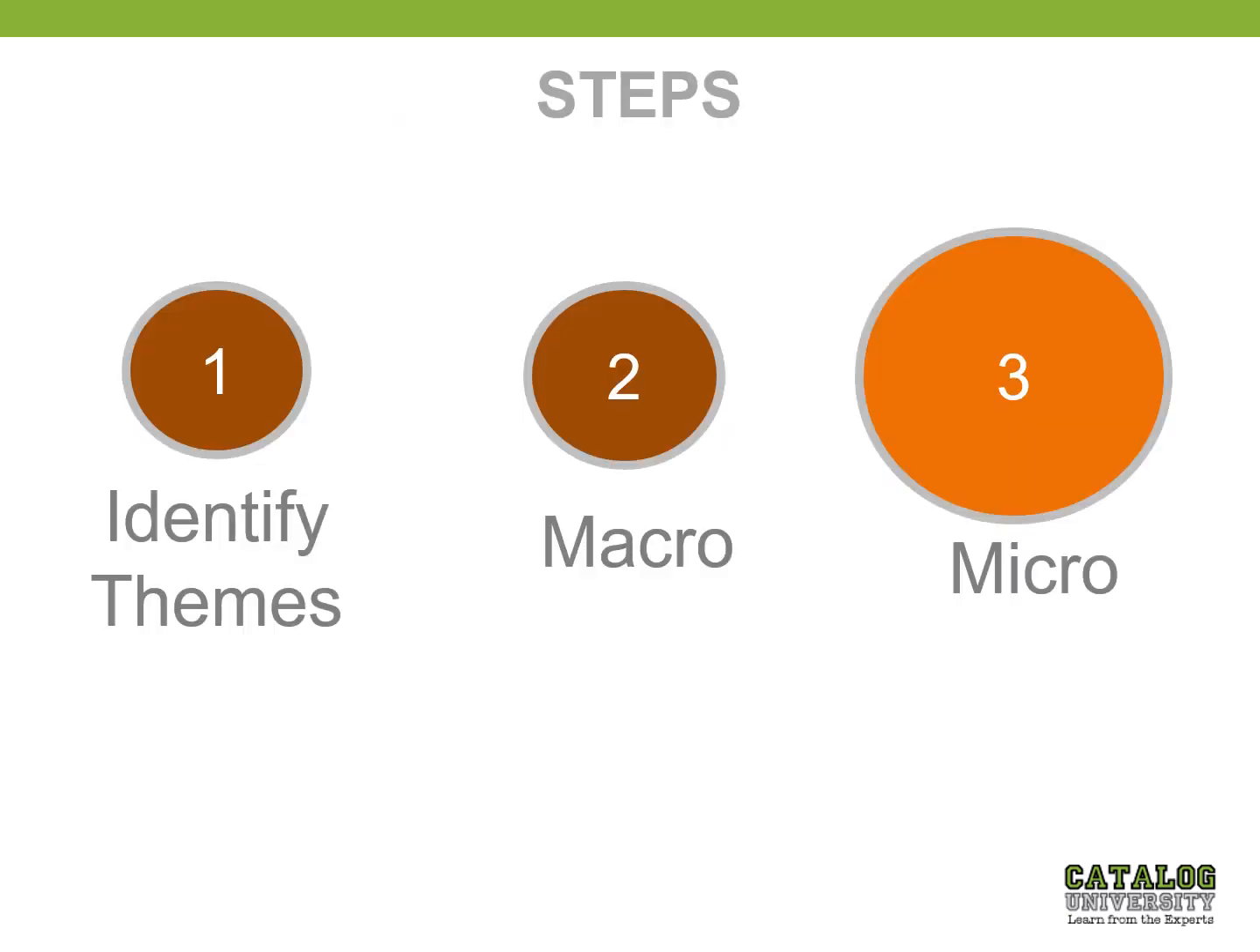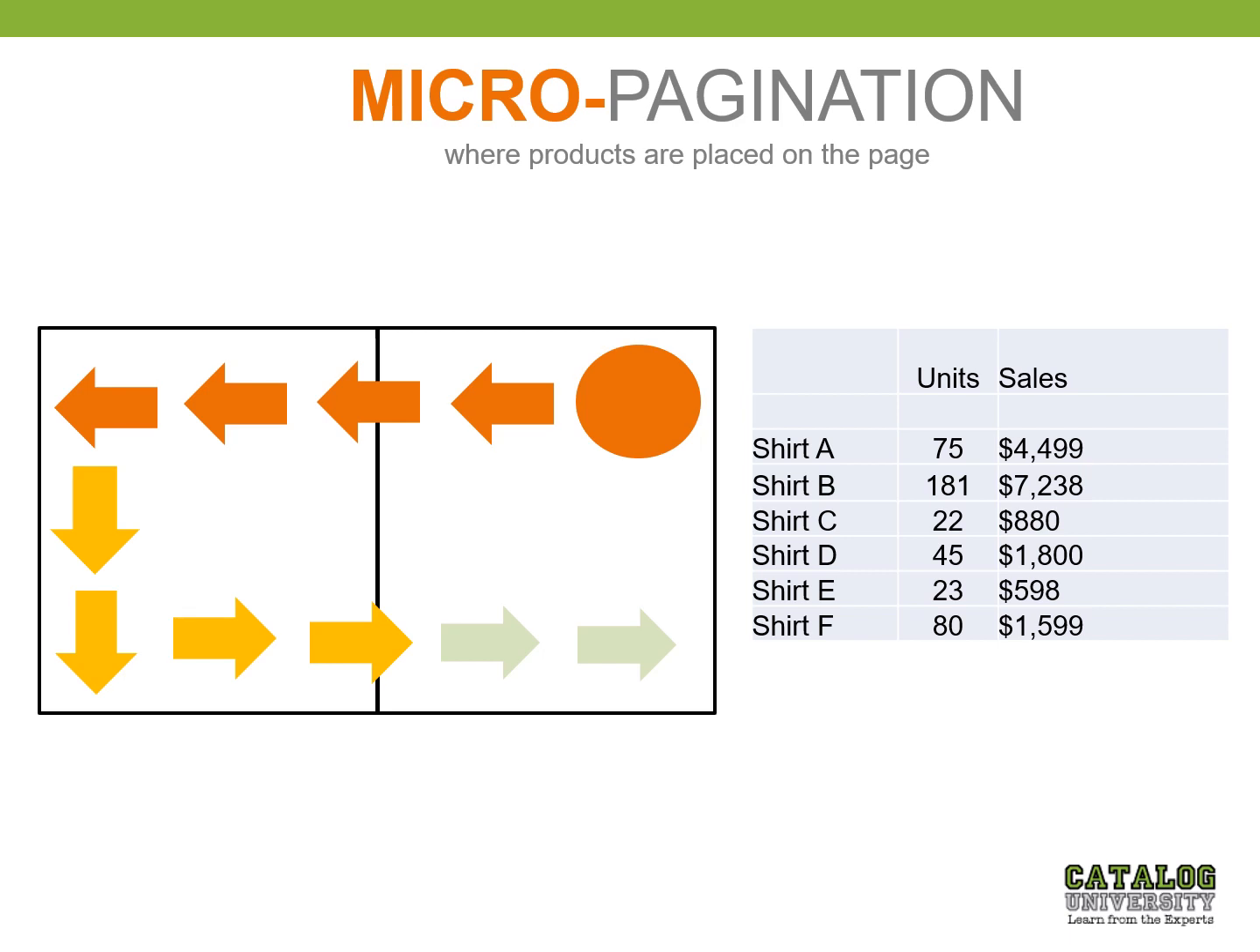Once you've outlined a macro pagination and incorporated themes, you're ready for micro pagination. And just as macro pagination begins with an understanding of hotspots as they relate to the overall organization, micro pagination begins with an understanding of hotspots on the page. You'll also need sales data to help you choose best-selling heroes that deserve additional space.